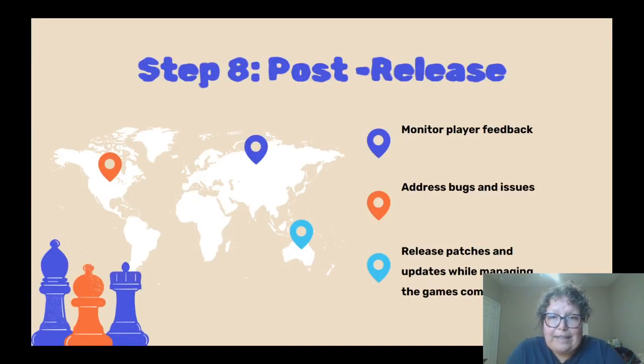Step eight, post-release. You want to monitor player feedback and see if the continued process is successful. You want to address bugs and issues as they come, and you want to release patches and updates while managing the game's community. This primarily goes for games that are interactive or on the computer. Now, when you release patches and updates, this means that you correct any issues that you might be having within the game. This also addresses any bugs. When you monitor player feedback, things may change as you go along. If you are doing a hands-on game in the classroom, you may not have to deal with this as much.